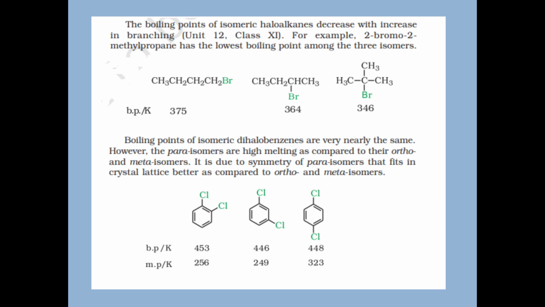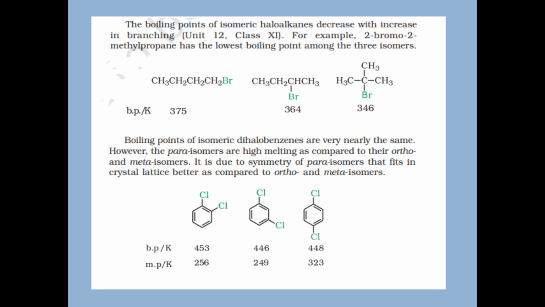The boiling point of isomeric haloalkanes decreases with the increase in branching. For example, 2-bromo-2-methylpropane has the lowest boiling point among the three isomers. The boiling points of isomeric dihalobenzenes are very nearly the same.